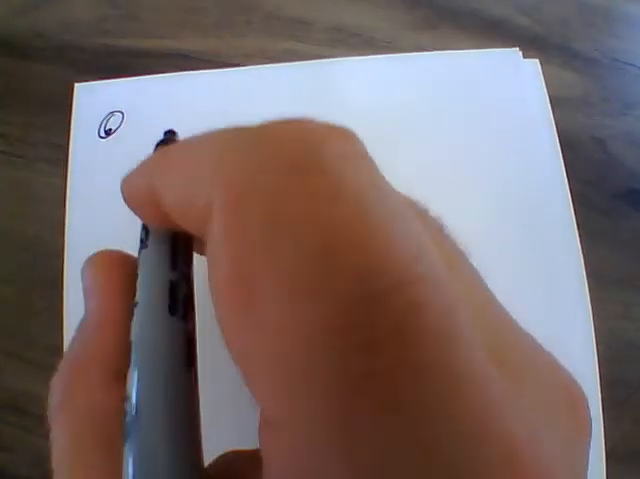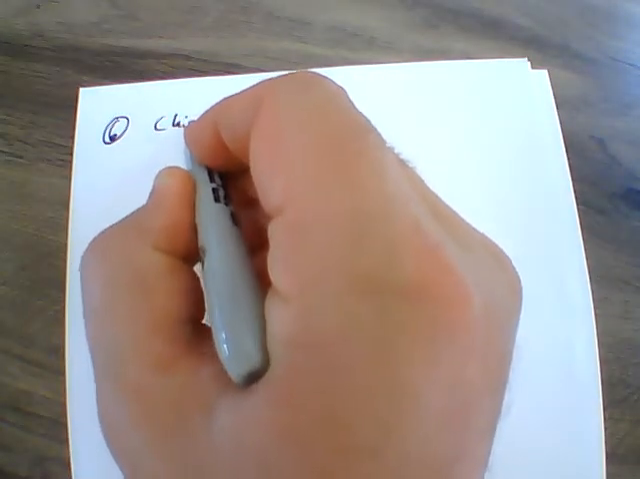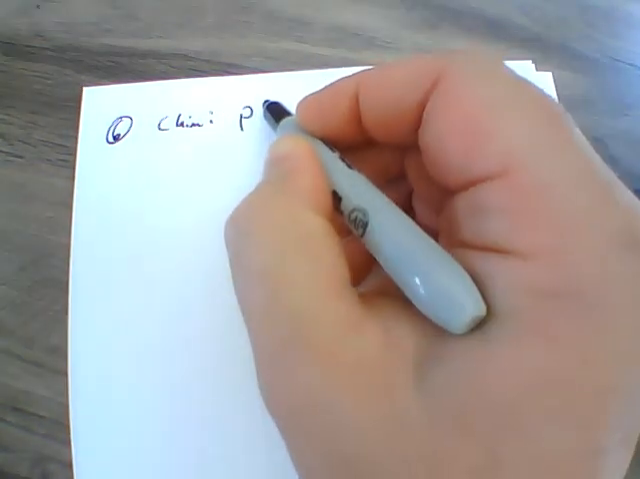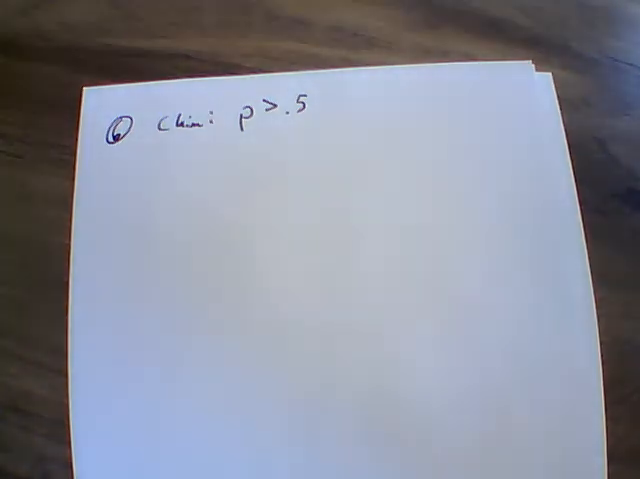Looking at section 8.2 problems. So if we look at number 6, on number 6 they talk about the claim when parents use the XSort method of gender selection, the proportion of baby girls is greater than 0.5. So we have a claim that's stating the proportion is greater than 0.5. So basically we're talking a percentage is greater than 50%.